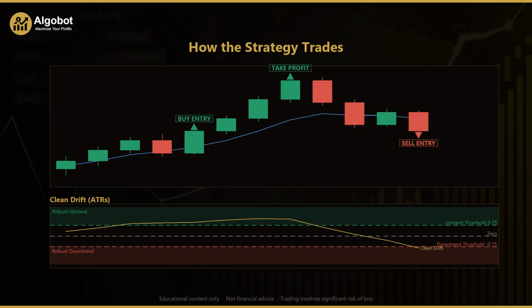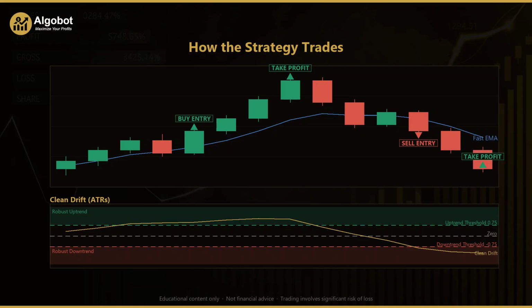Watch the mirror image of our earlier setup. On the 11th candle, price pops up and touches the fast EMA, closing at or above the blue line, a rip within a falling market. On the next candle, price rejects lower and closes back below the EMA while the drift sits under the negative threshold. Both short conditions align, and the sell entry marker appears.